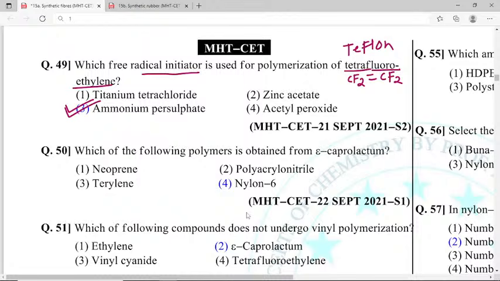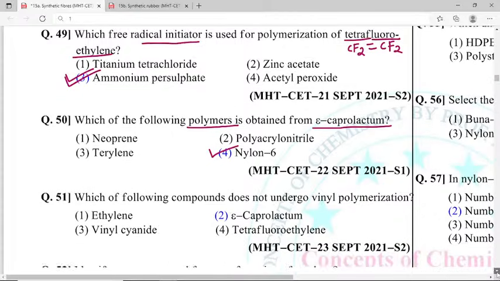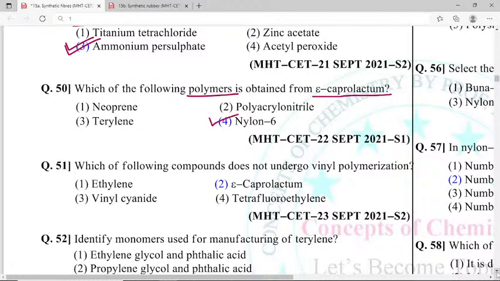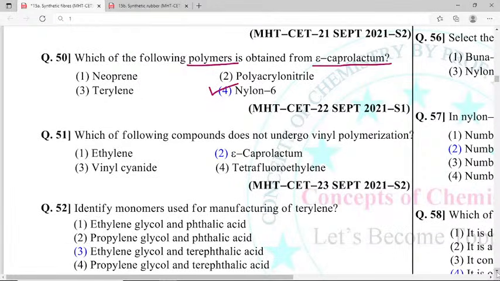Next, which of the following polymers is obtained from epsilon caprolactam? Nylon 6 is the example where epsilon caprolactam is used as a monomer to prepare nylon 6 as a polymer. So this is the ring opening mechanism. Through ring opening mechanism, epsilon caprolactam.